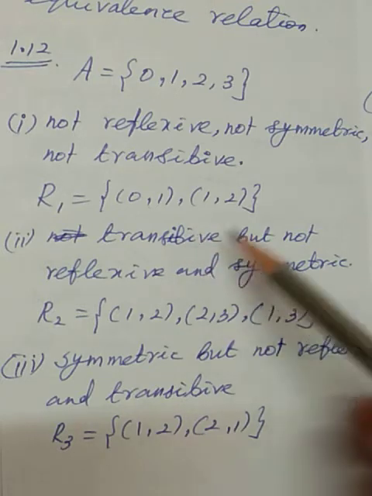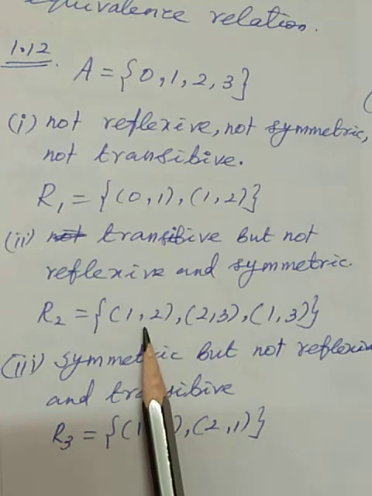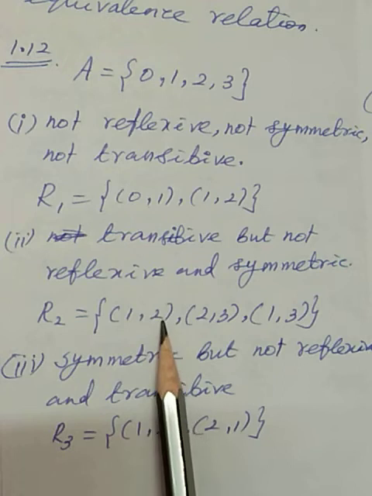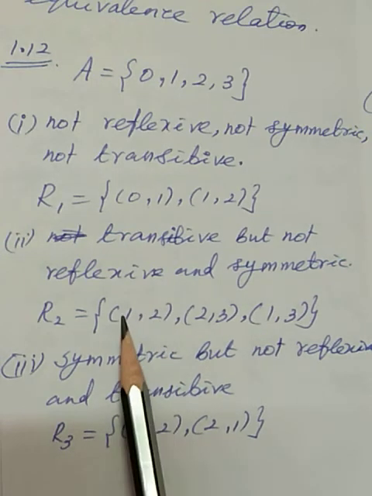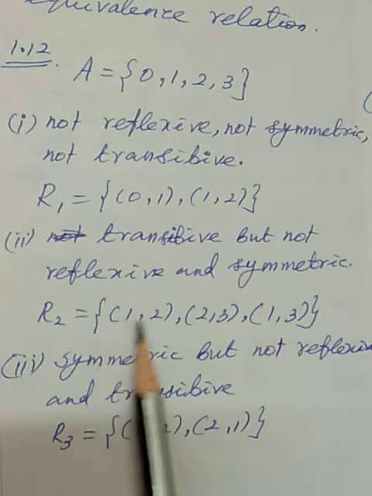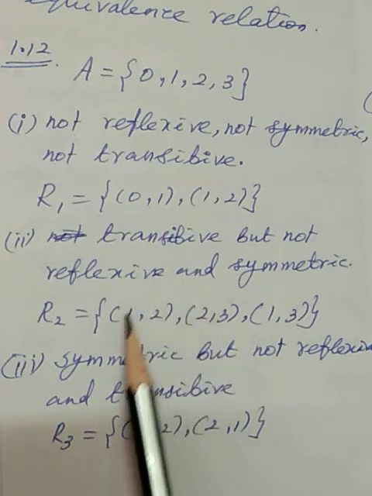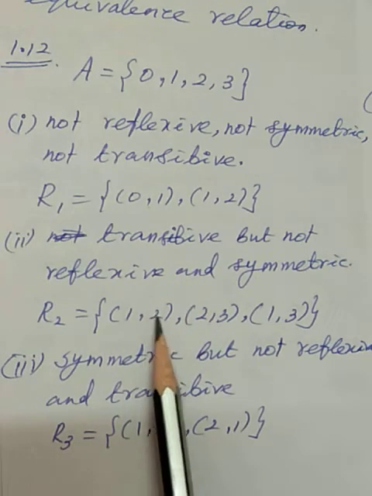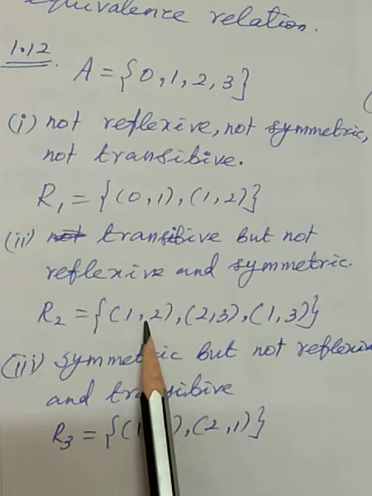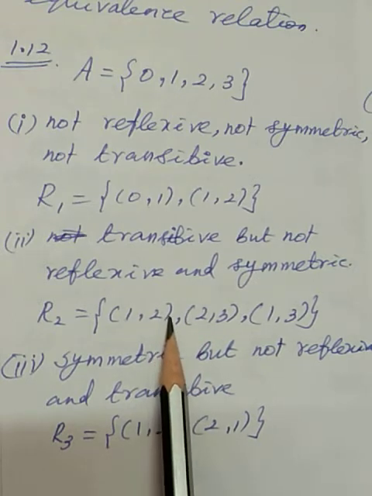It must be only transitive. So you see here it is not reflexive, it is not symmetric. So (1,2) belongs to R2, (2,1) doesn't belong to R2. So it is not symmetric. It is not reflexive also, because (0,0), (1,1), (2,2), (3,3), nothing is there here, so it is not reflexive.